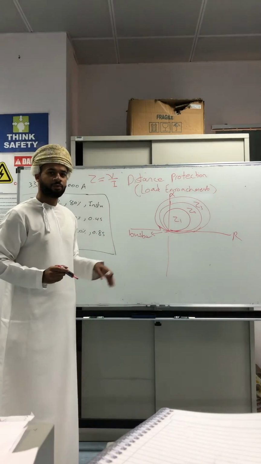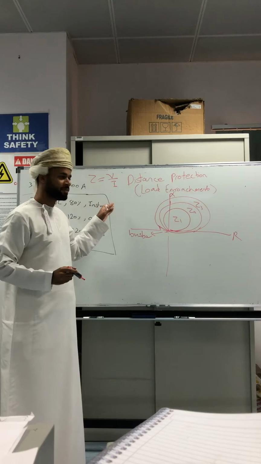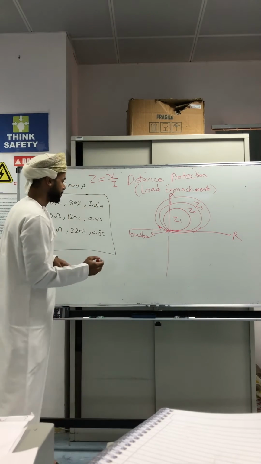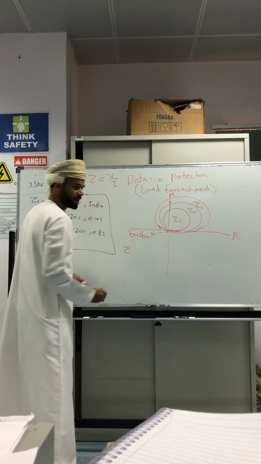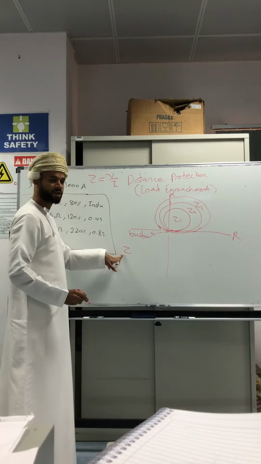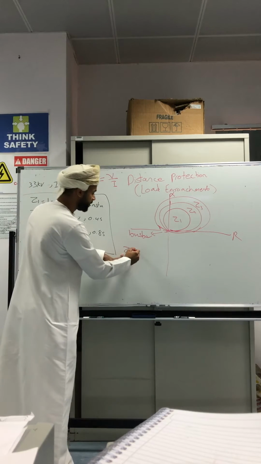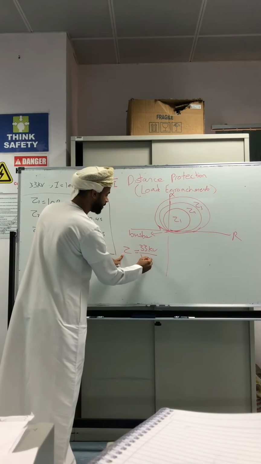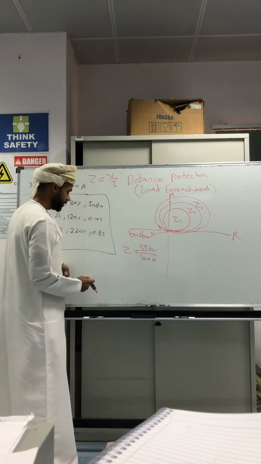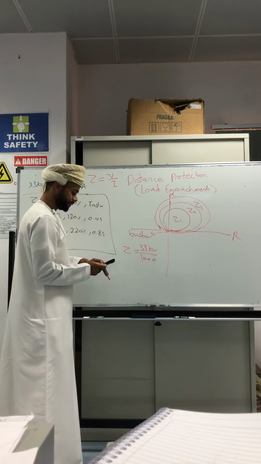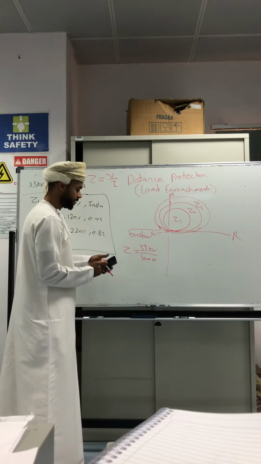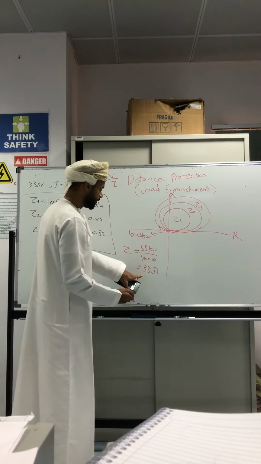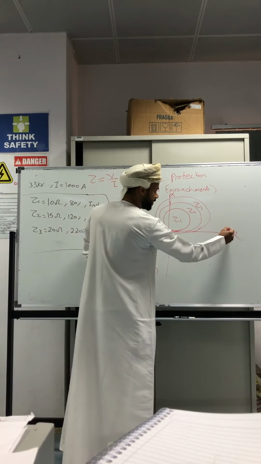Okay. Now let's calculate the impedance during the maximum load current. When you calculate the impedance during the maximum load current, it will be how much? 33 kV divided by 1000. So the answer will be 33 ohm. Okay, so this 33 ohm, we'll consider it's here.